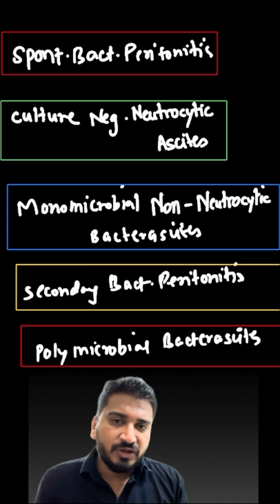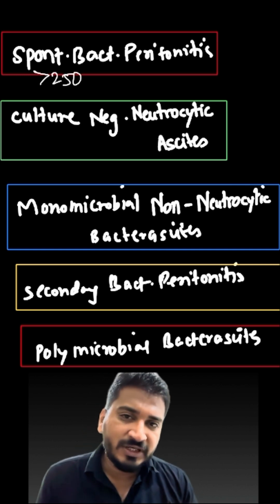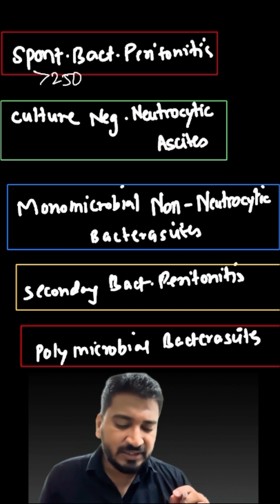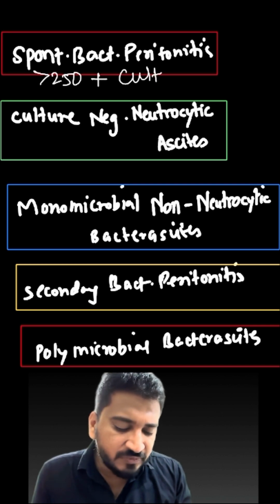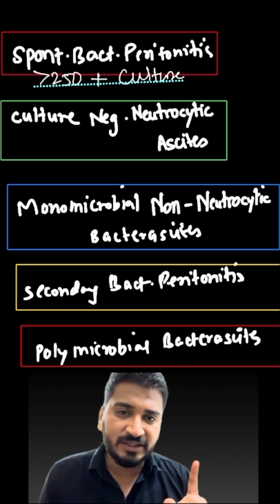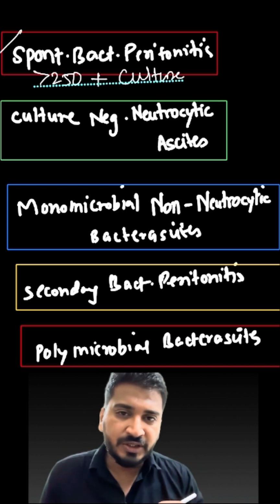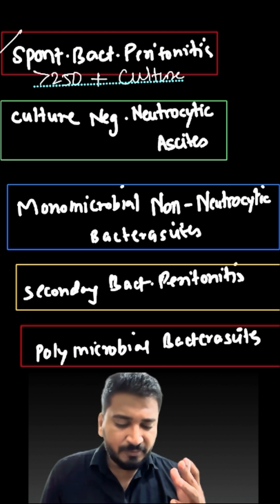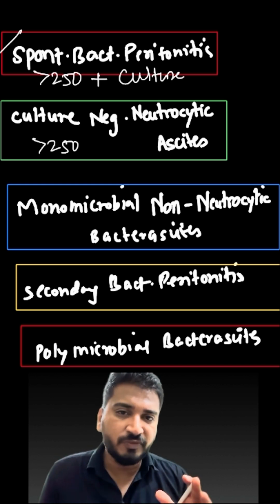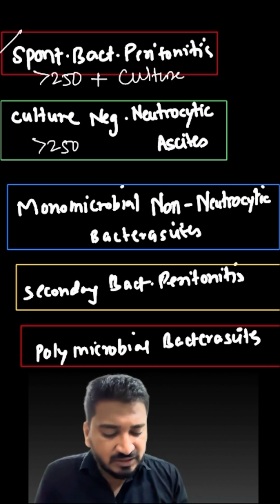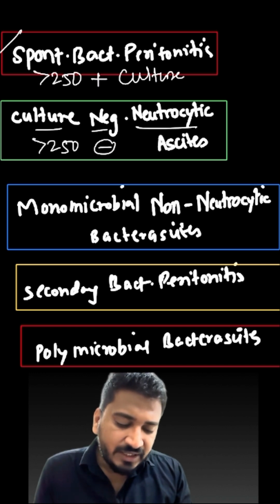In spontaneous bacterial peritonitis, we get more than 250 polymorphonuclear leukocytes, that is more than 250 neutrophils in ascites, and along with that the patient's ascites is culture positive for a single bacteria. For a single bacteria, it is known as spontaneous bacterial peritonitis. But what if the patient has neutrophils more than 250, but the culture is negative? In that situation, we call it culture negative neutrocytic ascites.